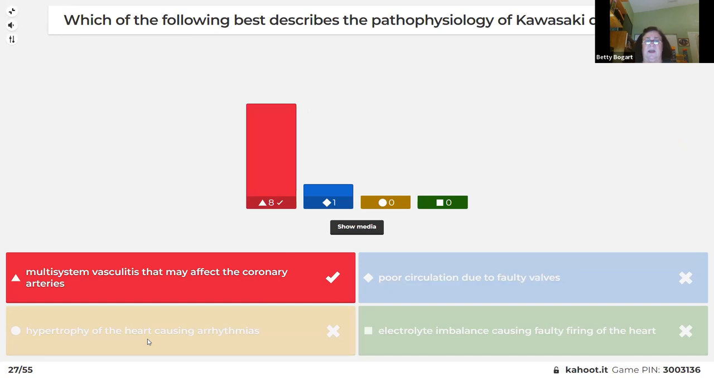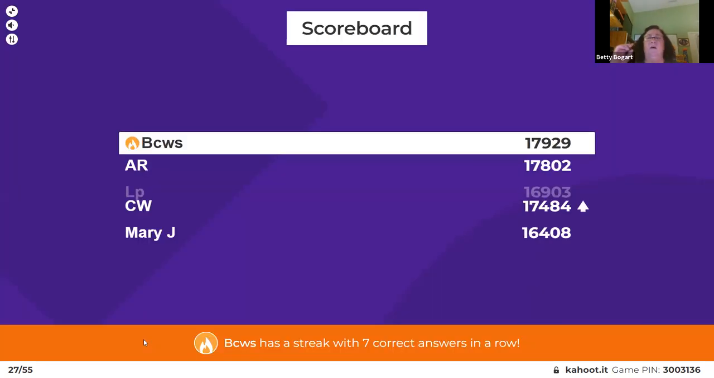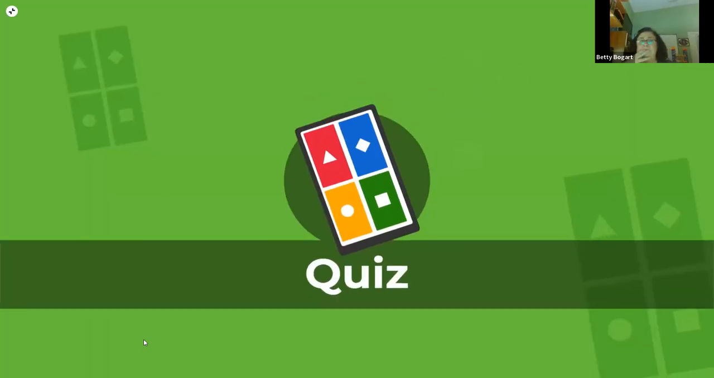Multi-system vasculitis, we're mostly concerned about the coronary arteries. So once we know we have Kawasaki, what are we going to do as soon as we can? Echocardiogram. We want to look at those coronary arteries.